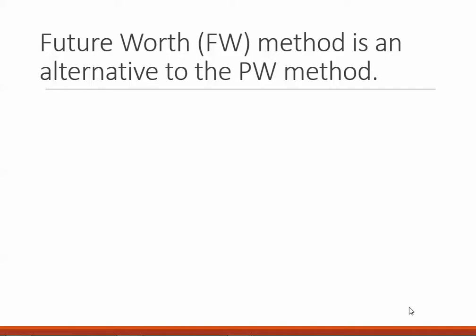In this video, we're going to talk about future worth analysis, which is an alternative to present worth. By this point, we've talked about finding P and finding F and finding A, and this is really no different, except now we are talking more about applications and how this affects decision making. In the past, we've just used these formulas to find these numbers, and now we're going to actually make decisions based off these numbers.